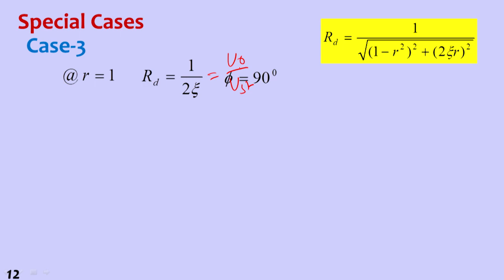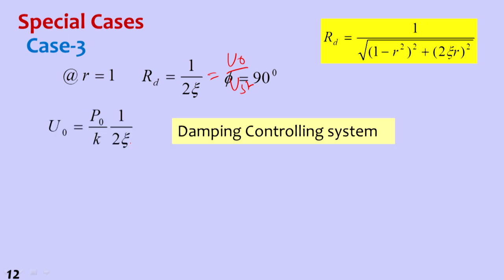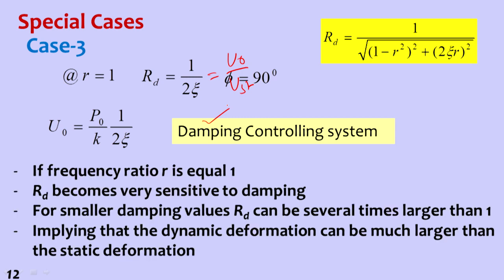And then phi is 90. So, the phase is exactly 90. Okay, that is the switching of location. So, p naught by k into 1 by 2 zeta. Here zeta is the damping ratio, so we can say that vibration is controlled by damping. So, if the frequency ratio equals 1, Rd becomes very sensitive to damping, and for small values of damping, Rd can be several times larger than 1, implying that dynamic deformation can be much larger than static deformation in this range.